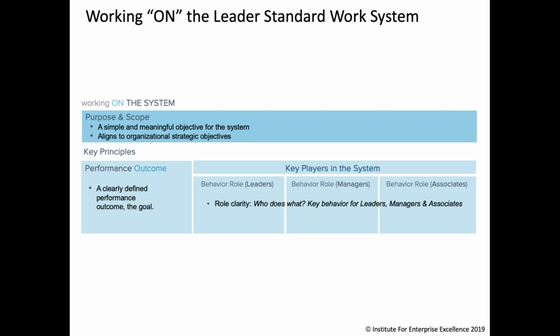So the first step is to be clear. Let's work on the system. Let's understand what the purpose of leader standard work is. And getting clear on that purpose, then understanding if I could identify the key principles of enterprise excellence that I think are the most important related to that system, then I can use that to define what are the ideal behaviors for the key players that I would like to see show up in this system.